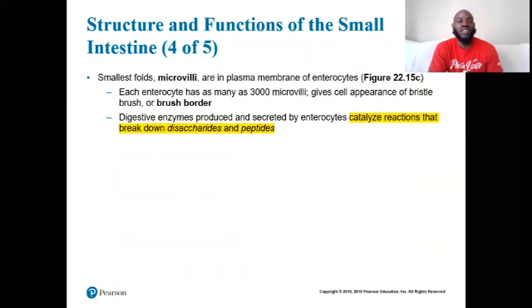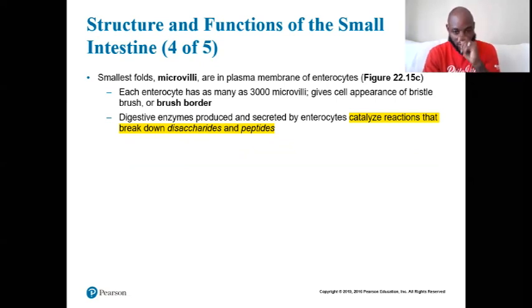Smallest folds, microvilli, are in the plasma membrane of enterocytes. Enterocytes have 3,000 microvilli, which gives the cell the appearance of a bristle, right? We're just further folding, increasing that surface area. So we want as much surface area as possible.